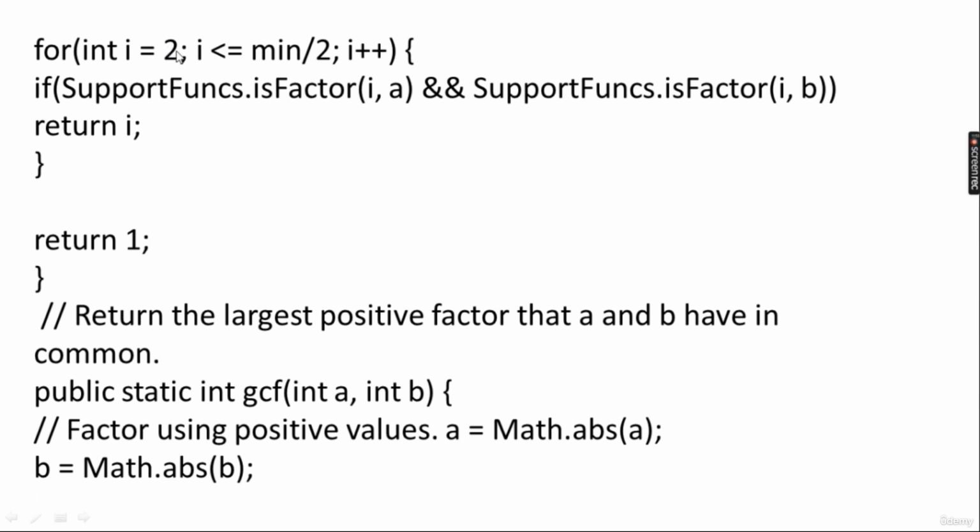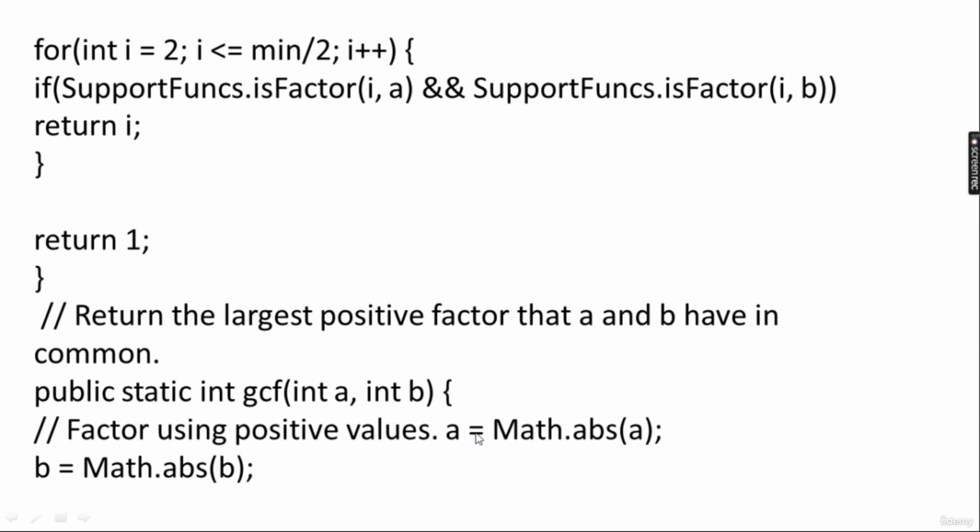So from 1 to minimum divided by 2, that is half of minimum. We will find out SupportFunctions.eachFactor(i, a) and SupportFunctions.eachFactor(i, b), because we are using eachFactor now from the SupportFunctions.java file. That gives the least common factor, and otherwise return 1. Then return the largest positive factor.